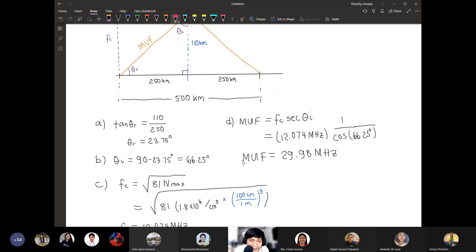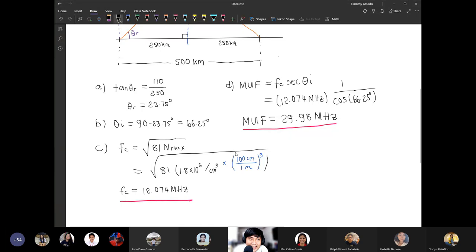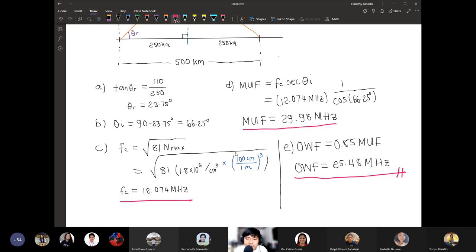Kaya lang sabi nga natin, hindi pwedeng saktong-sakto sa MUF. Okay, you need to use OWF, the optimum working frequency. Okay, ang optimum working frequency naka-slant pa din 'yon, ha? Kaya lang it is lower than the MUF because MUF is the extreme limit. So, ang formula ng OWF natin, 15% lower kasi ng MUF eh. So, that's 0.85 ng MUF. Sige nga guys, what is our OWF? Bali, 0.85 ni 29.98. So, we have 25.48. Hey guys, all right.